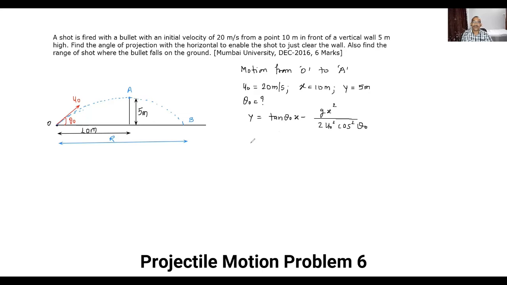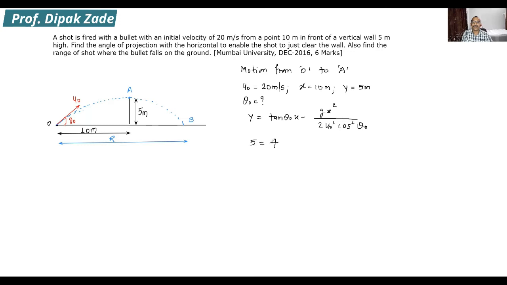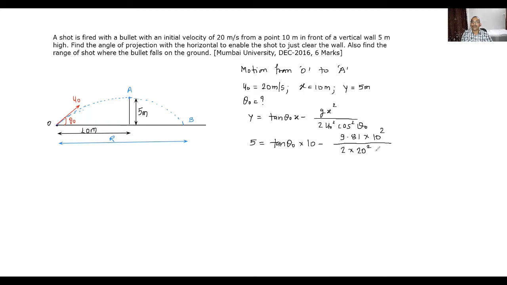Now if we substitute our values, y is 5 meter, theta 0 is unknown, so this term will remain as it is, tan theta 0. x is 10 meter, minus g is 9.81, x is again 10 square upon 2, u0 is 20, so this will be 20 square, and cos square theta 0. Now if you want to solve this equation using a calculator, the only unknown is theta 0, but here the term is tan theta 0, and here it is cos square theta 0.